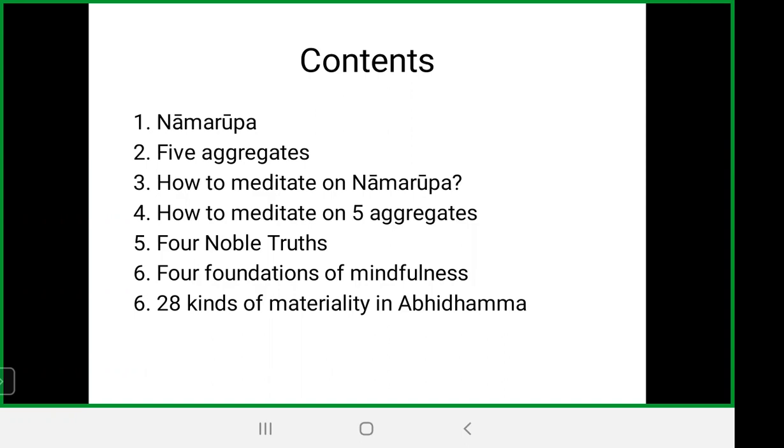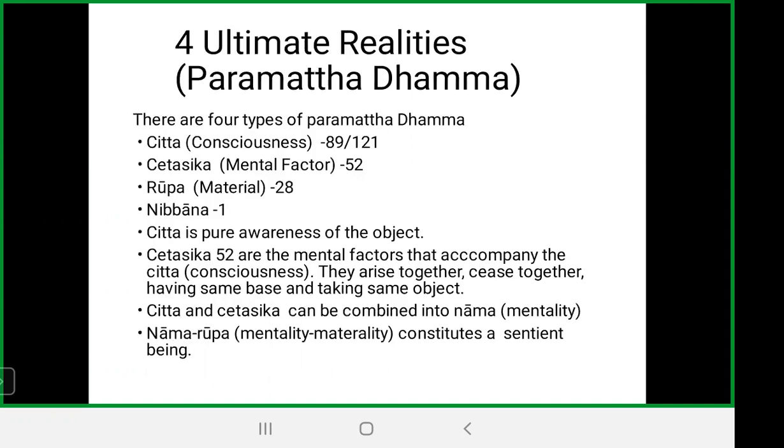All right. So my contents will be on Nama-rupa, mentality and materiality. I will explain the 5 aggregates later: how to meditate on Nama-rupa, how to meditate on the 5 aggregates, the 4 noble truths, the 4 foundations of mindfulness, and the 28 kinds of materiality in Abhidhamma. This is a very important chapter in Abhidhamma, and also in Vipassana.